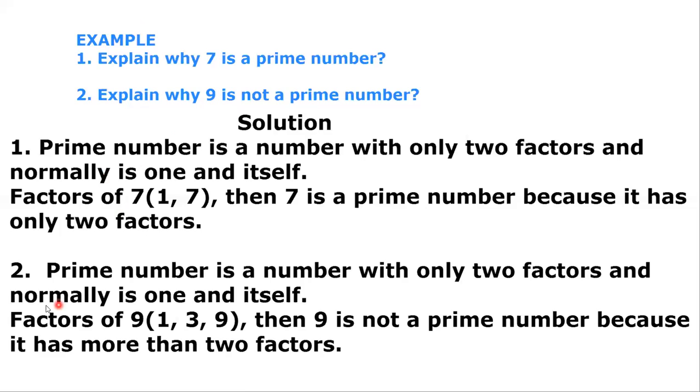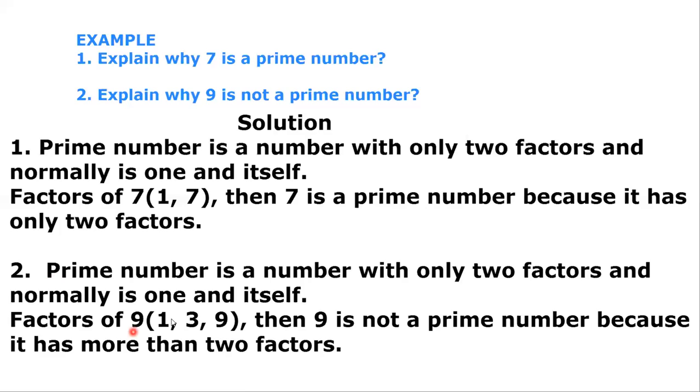So let's see this one here. You first state the meaning of a prime number, because that is the benchmark. The definition of a prime number states what? It's a number with only two factors, and normally it is 1 and itself. So let's prove it here. You say 9 is not a prime number. Then list the factors of 9. You have 1, 3, and 9. Then 9 is not a prime number because it has more than two factors: 1, 3, and 9.